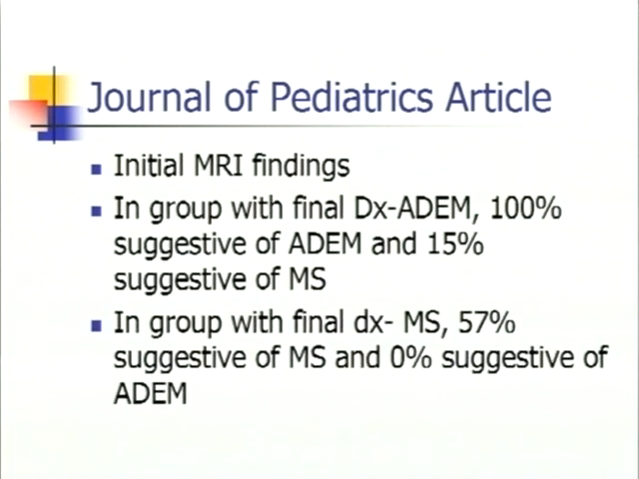acute disseminated encephalomyelitis, the MRIs that were suggestive of ADEM were present in 100% of the cases, and 15% of the cases were suggestive of multiple sclerosis. And the converse, in the group that had the final diagnosis of multiple sclerosis, roughly about 60% were suggestive of multiple sclerosis, and none were really suggestive of ADEM. So the MRI findings can be incredibly helpful in this time.